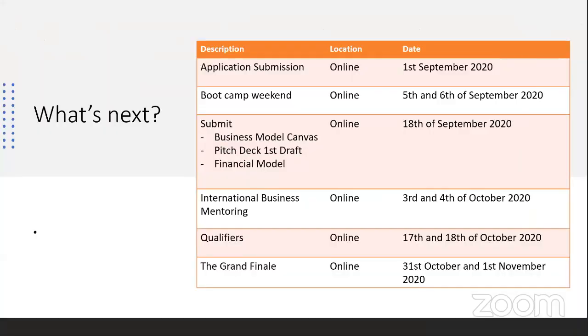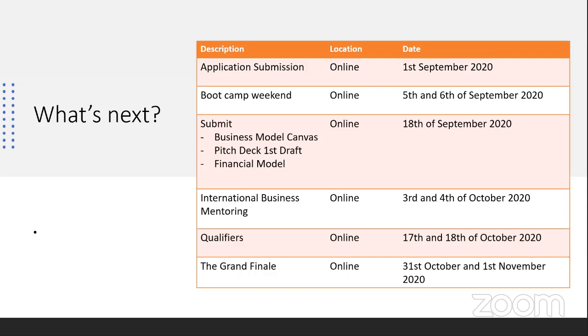So once you have submitted, we'll review, and we may not have any filters by then, but we'll see whether your applications are in order. And all of those who have applied properly will be invited for a boot camp weekend. During this boot camp weekend, we will have a couple of webinars running. Basically, one will be on business model canvas, where we introduce you all to this business model canvas and give some guidelines on how to prepare that.